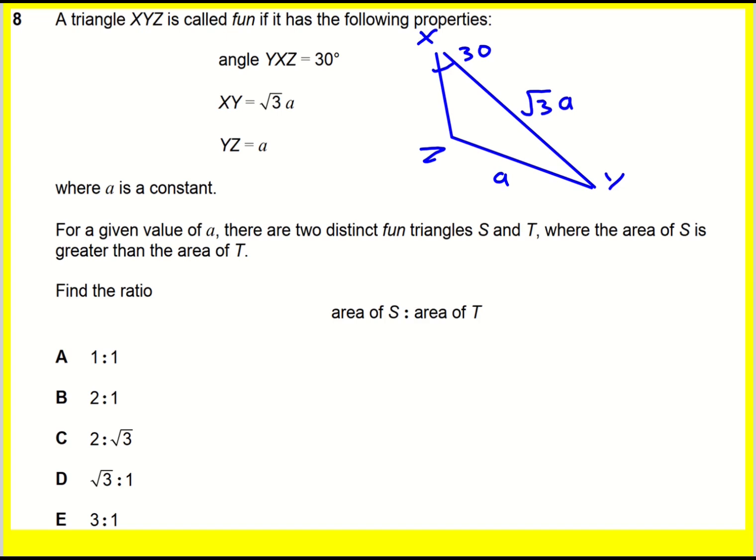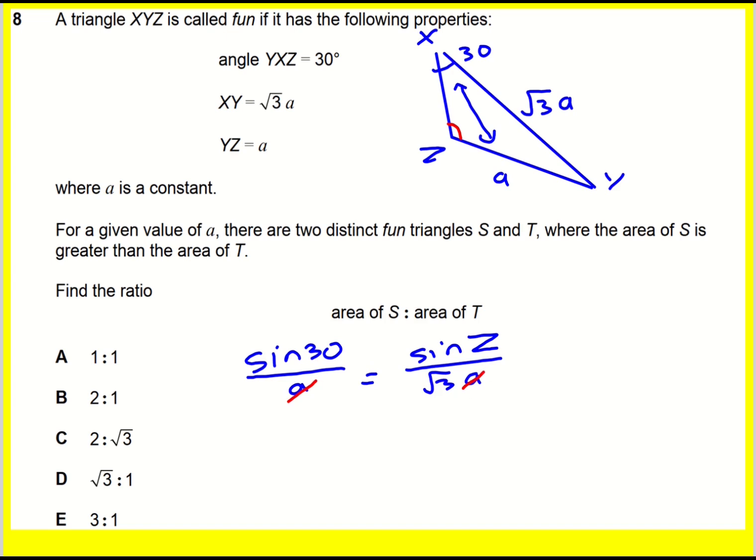Now it's already saying there's, for a given value of A, there are two distinct triangles. So this is not the only triangle, the one I've drawn, but let's investigate it. I've got an angle side pair, and what this is heading towards is the ambiguous case of the sine rule, where you apply the sine rule, you can actually get two different angles for Z. So I will write down sine 30 divided by A is equal to sine Z divided by root 3A.